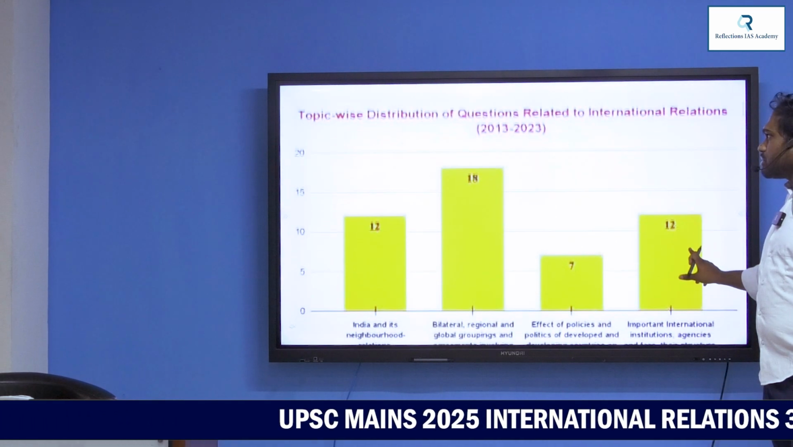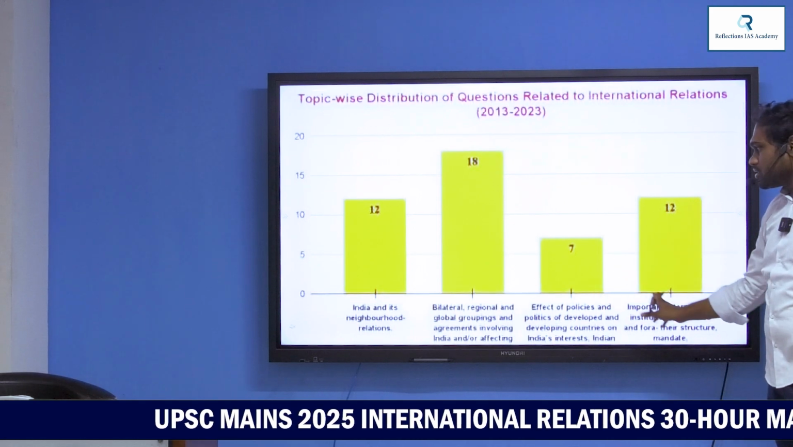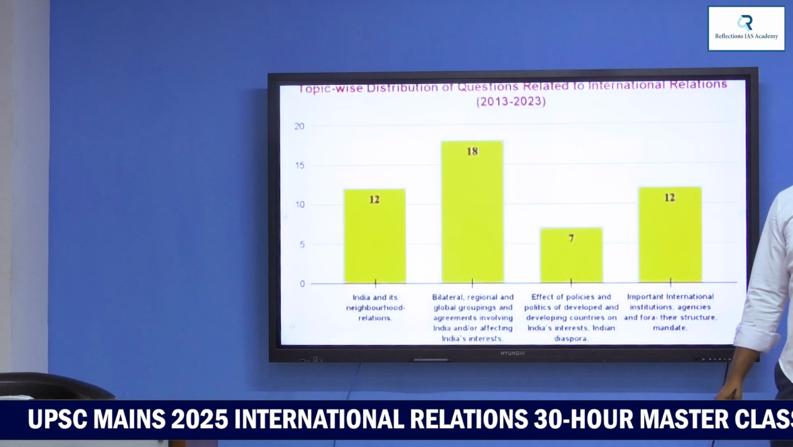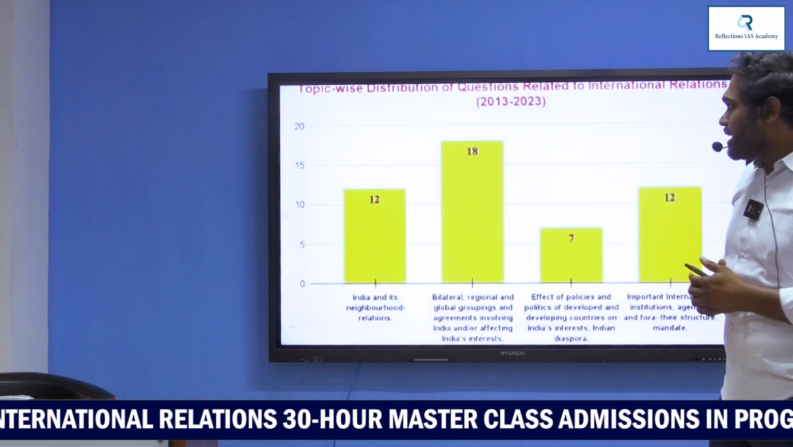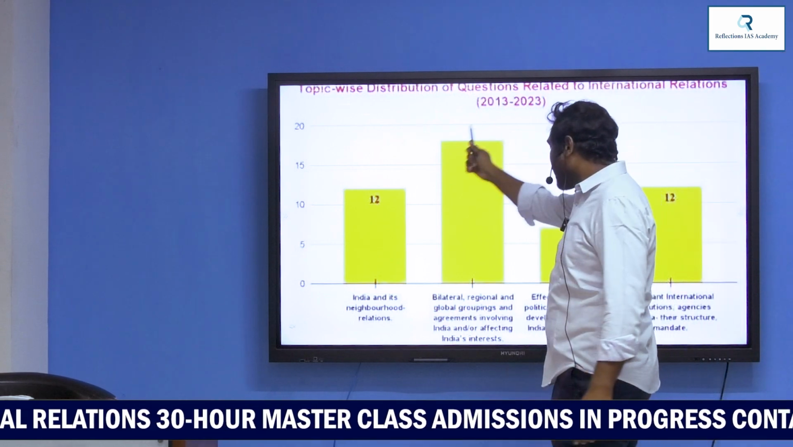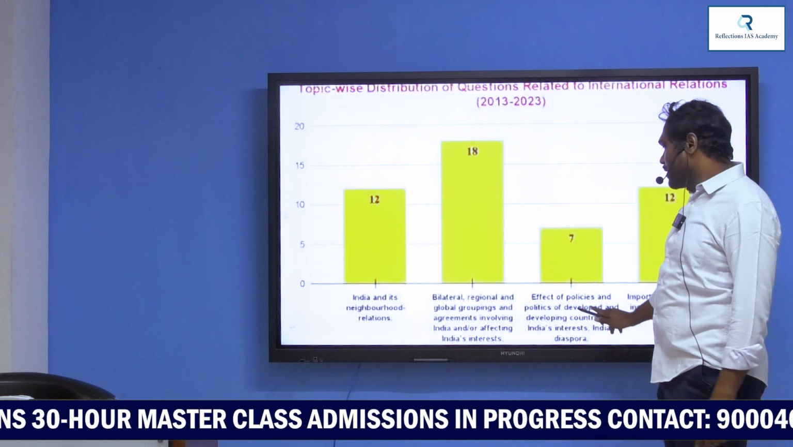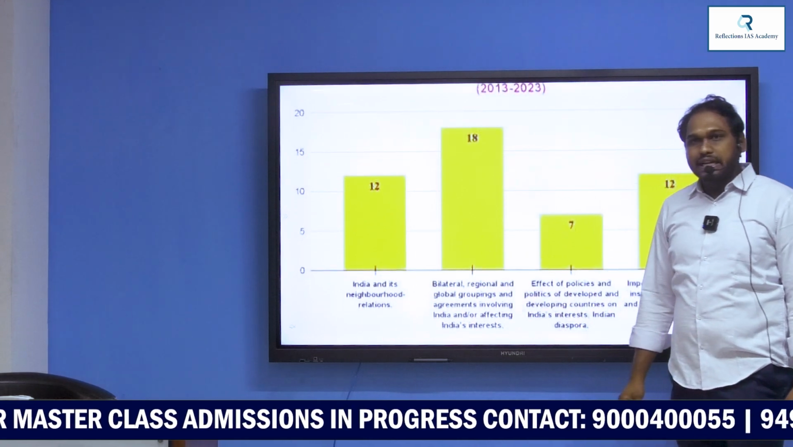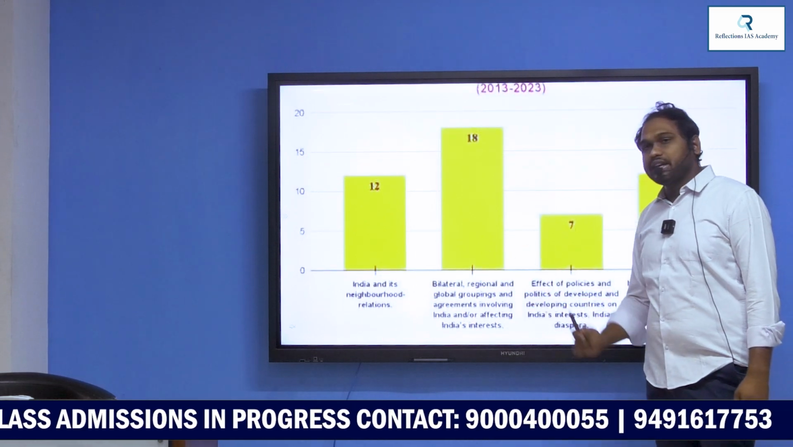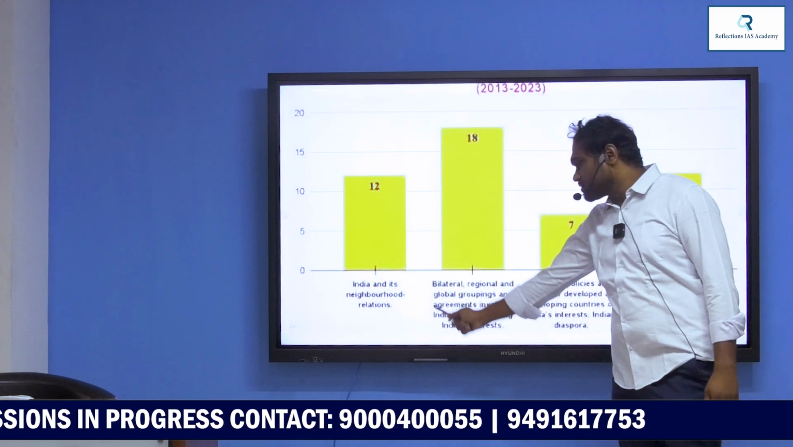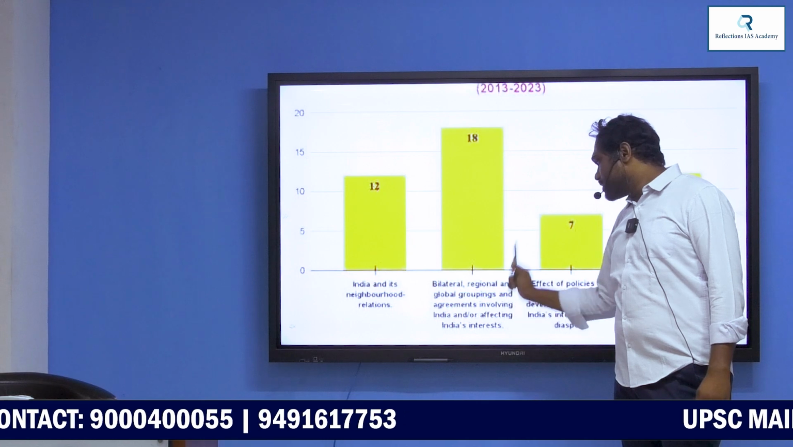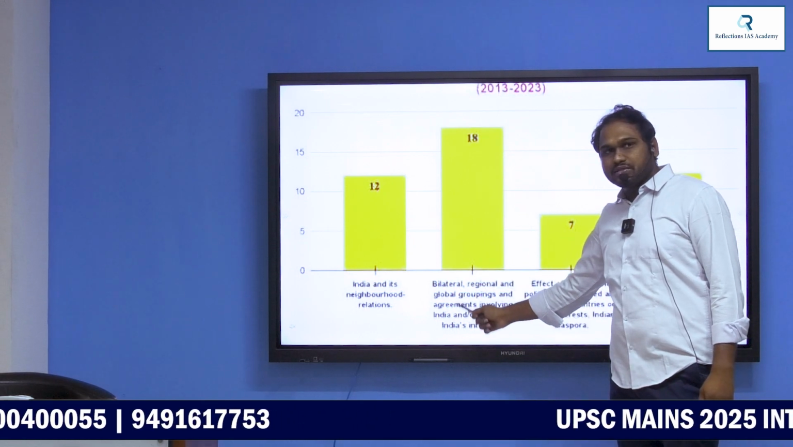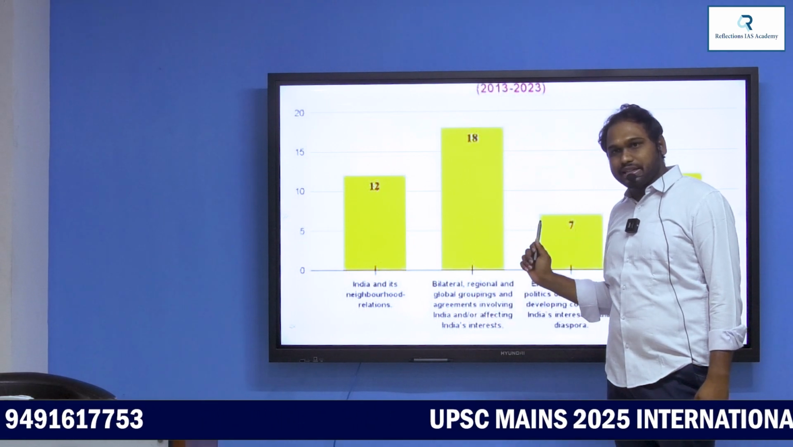Next, topic-wise distribution of the questions. We have the syllabus here and topic-wise distribution. It gives us one idea where the examiner's focus is. The examiner's focus here, if you observe, is on bilateral, regional, global groupings and agreements involving India and affecting India's interests. This is literally the syllabus. Okay, bilateral, regional and global groupings and agreements involving India and India's interests.